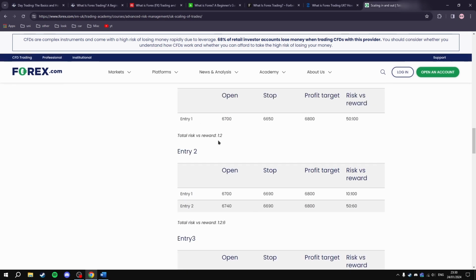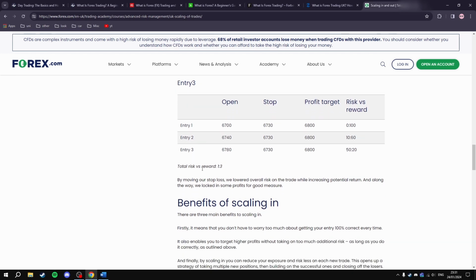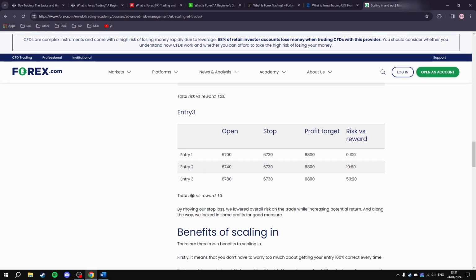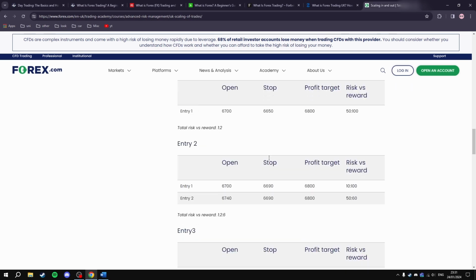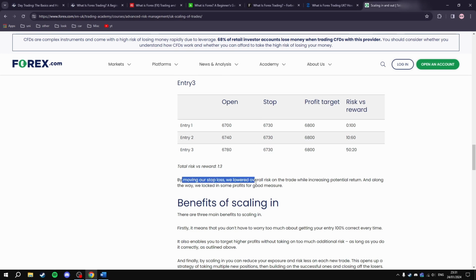Total 1 to 3 compared to the beginning 1 to 2. So you're risking £1 for every £2 here, and now you're risking £1 for every £3. So by moving our stop loss, we lowered the overall risk on the trade. We can see the stop moved from 6650 to 6730. By moving our stop loss, we lowered overall risk on the trade whilst increasing potential return, and along the way we locked in some profits for good measure.